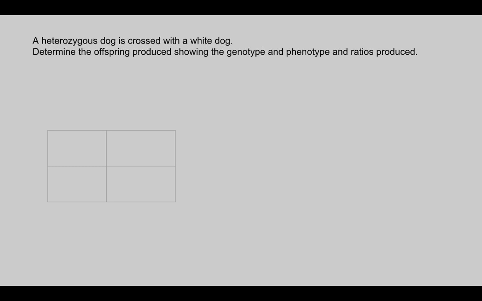One final example. We're told that a heterozygous dog is crossed with a white dog, and we're asked to determine again the genotype and phenotype and the ratios produced. Again, I'm listing my alleles and they haven't changed. Capital B for black fur, small b for white fur. The parents. One is heterozygous, so it must be capital B small b, and the other is white, 2 small b's. List my alleles on the side of the Punnett square and fill it in.